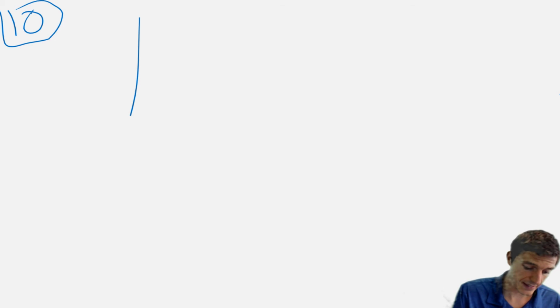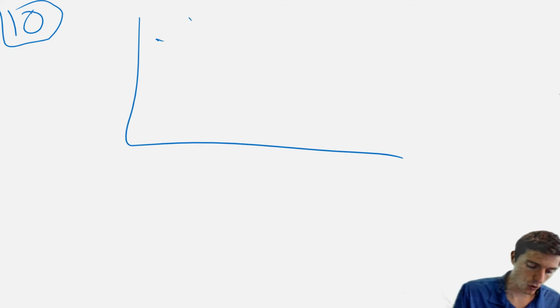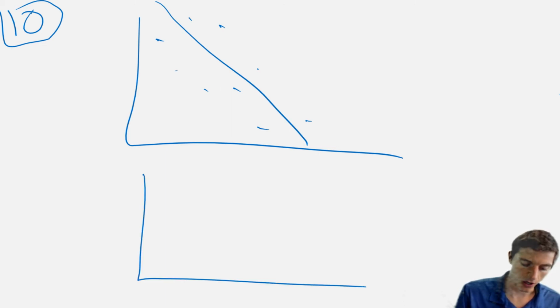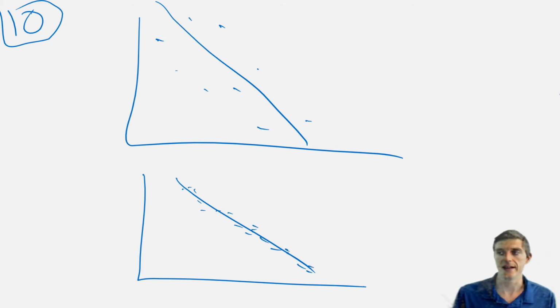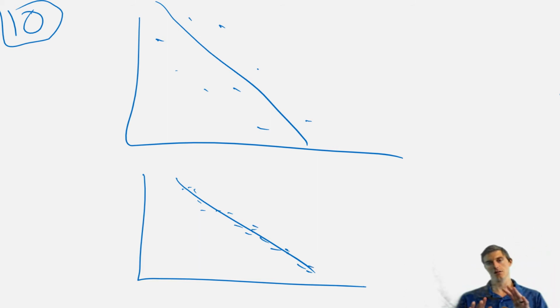Question number 10, they tell us to draw a line with weak negative correlation. So negative correlation means it goes down like this. Weak means that all of the data points aren't close to the line of best fit. So this is strong correlation where all the data is right on that line. It's pretty much dialed in, right?